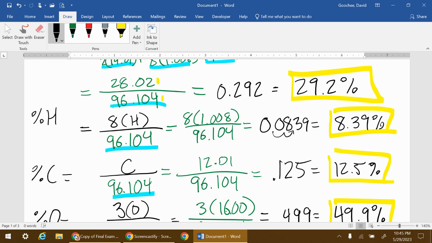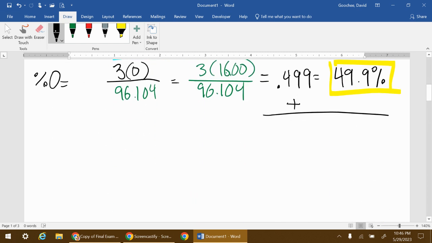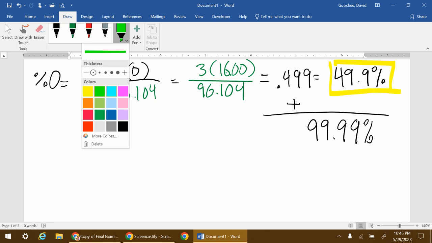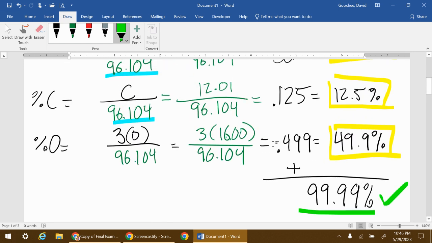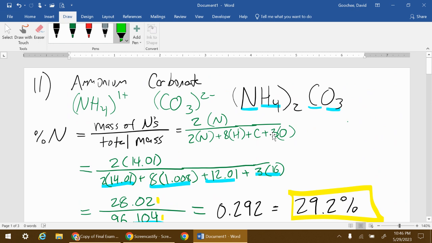So 29.2 plus 8.39, all right, plus 12.5 plus 49.9. Okay, and when I add these all together, I get 99.99%. And you know what? That's probably good enough. You don't need to get exactly 100. This is more than good enough. So there you go. So that's the percentage breakdown of all of the elements that make up ammonium carbonate.